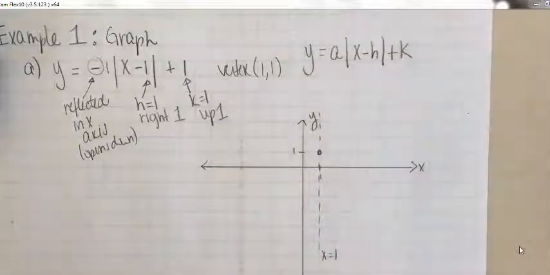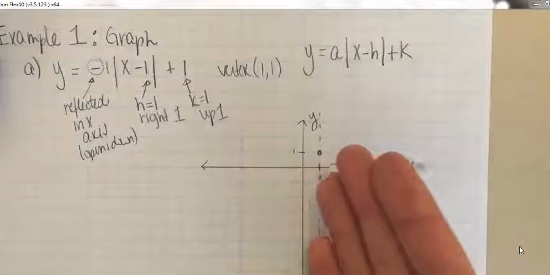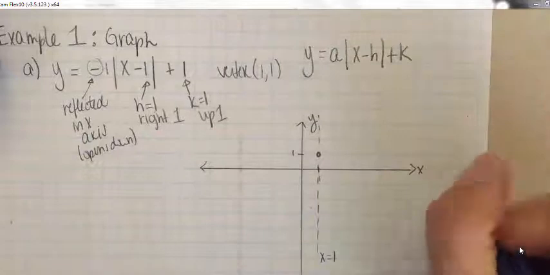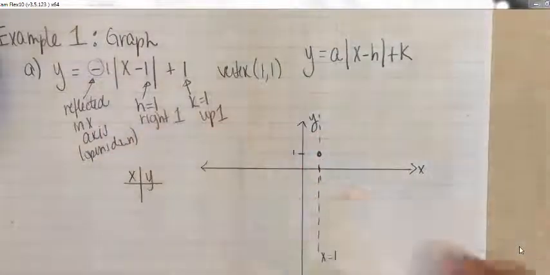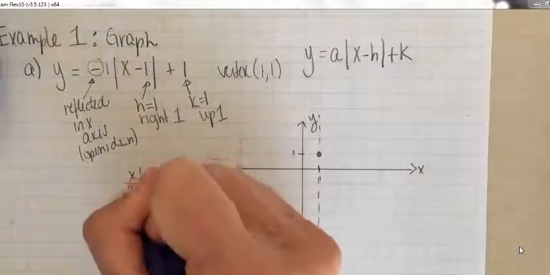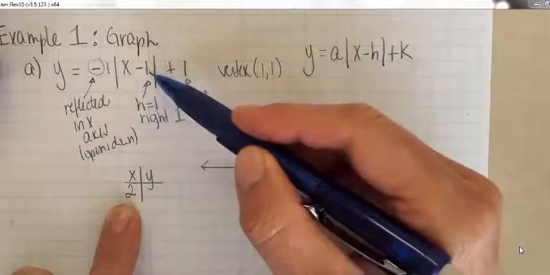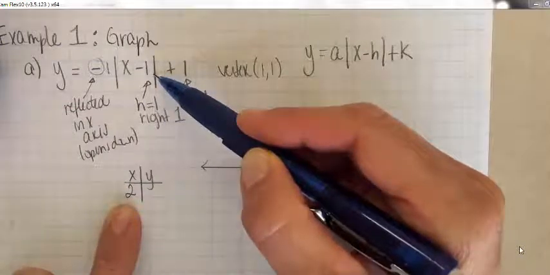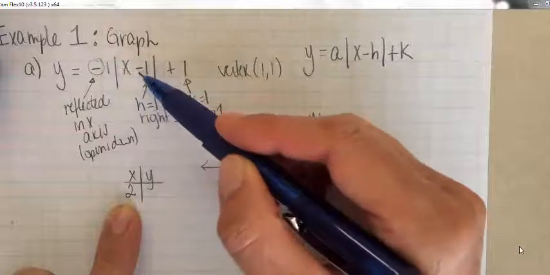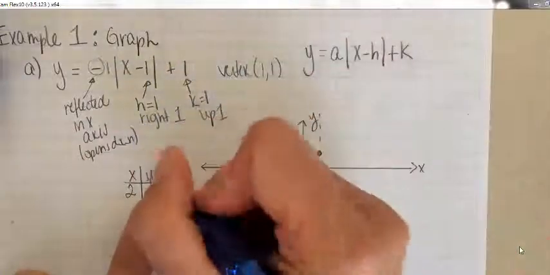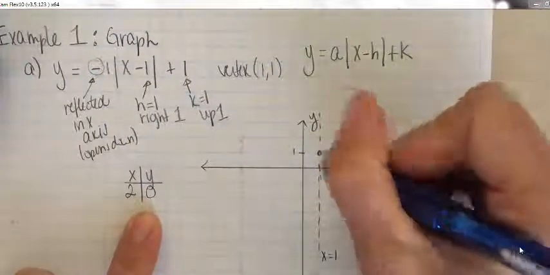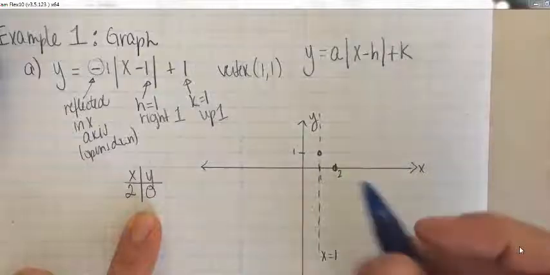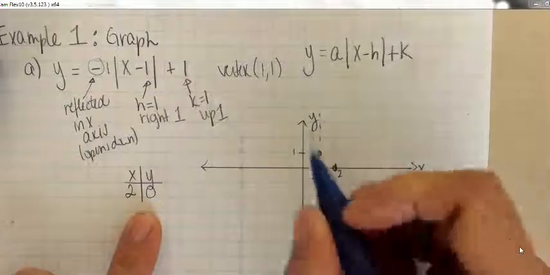And now what I can do, if I can find 1 or 2 points to the right of this or to the left of this, I can just reflect it in this axis of symmetry. So I'll do a small input-output table. So how about I plug in 2? So I plug 2 in. 2 minus 1, well, that's 1. That's the absolute value of 1, which is just 1. Multiplied by a negative, so that's negative 1. Plus 1 is 0. Make sure you understand that. So when I plug in 2, I'm on the x-axis. And it's symmetric in this line of symmetry, so the same thing's going to be true on the other side.